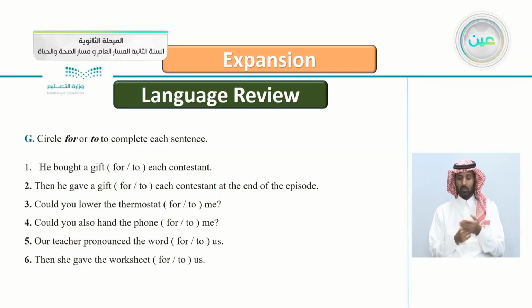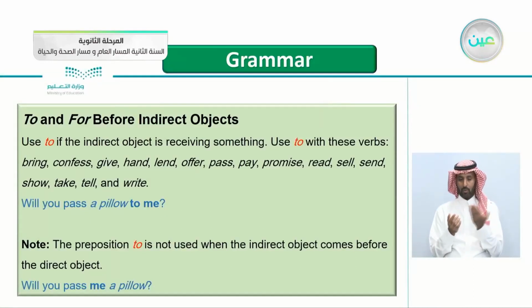The first exercise for today, circle for or to complete each sentence. Again, circle exercise G, of course. Circle for or to complete each sentence. We have 6 sentences, but before we read them, let's revise this part of the grammar: to and for before indirect objects.